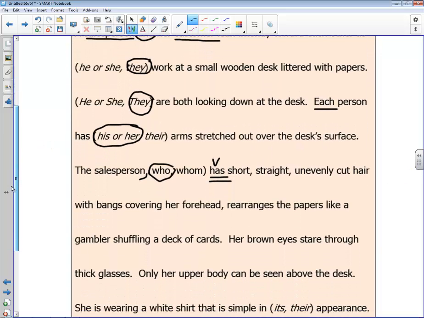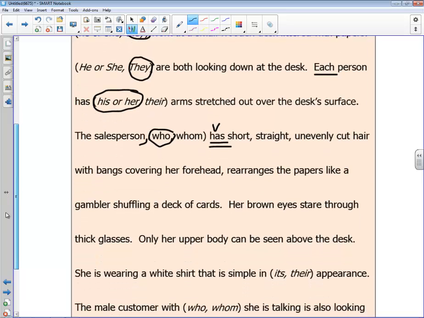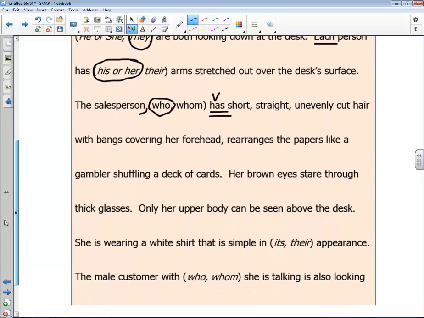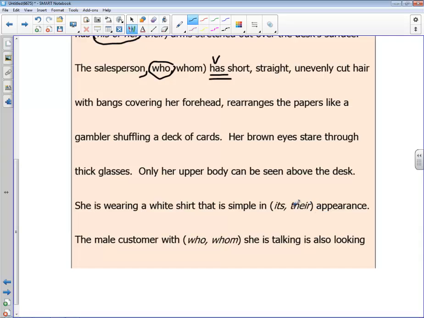Her brown eyes stare through thick glasses. Only her upper body can be seen above the desk. She's wearing a white shirt that is simple in its appearance. Why? Because what is the appearance? It's the appearance of the shirt. The male customer with whom she is talking. It's whom because it's followed by a subject and a verb. So the answer is whom.